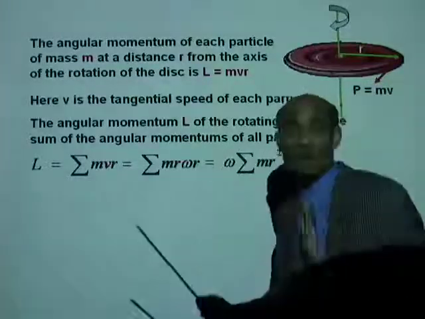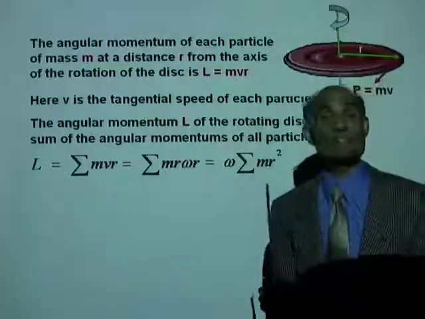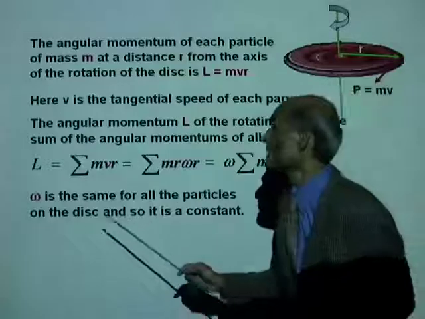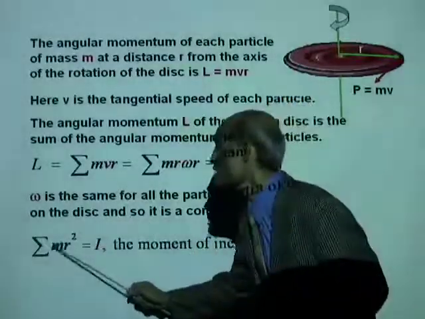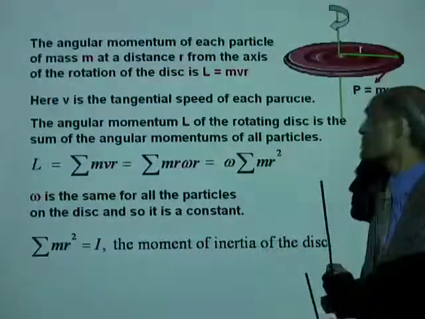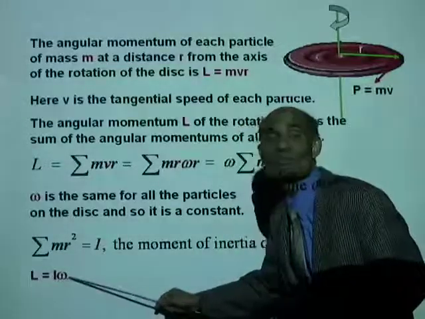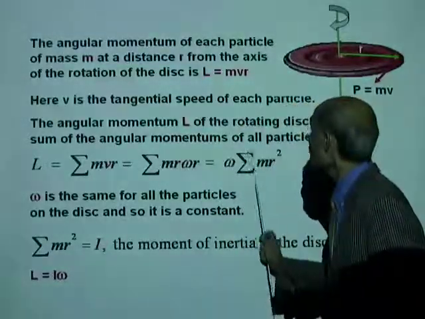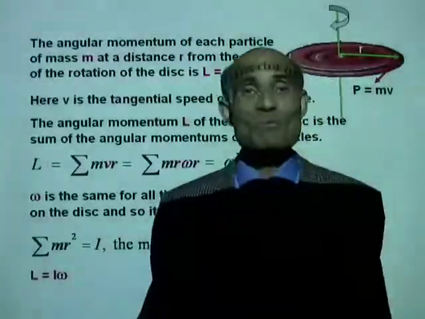Summation mr squared is the moment of inertia of that disk. So what is the angular momentum? Summation mr squared equals I, the moment of inertia of the disk. Therefore L equals I omega.